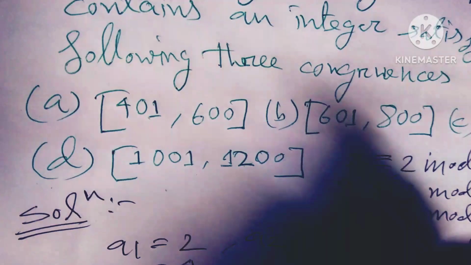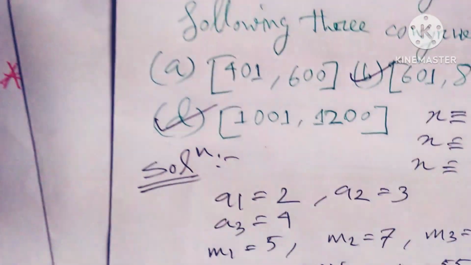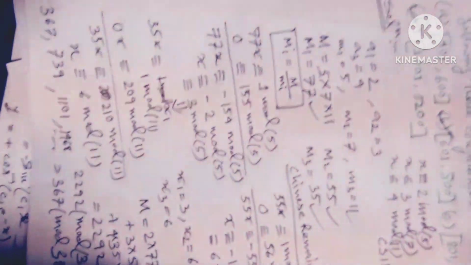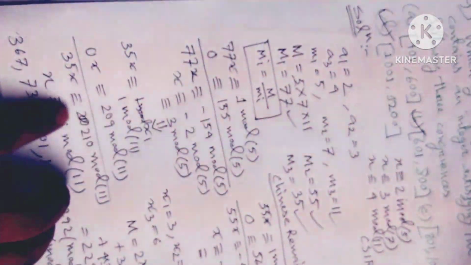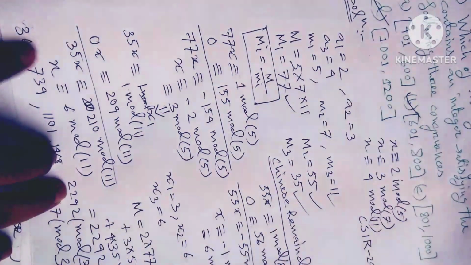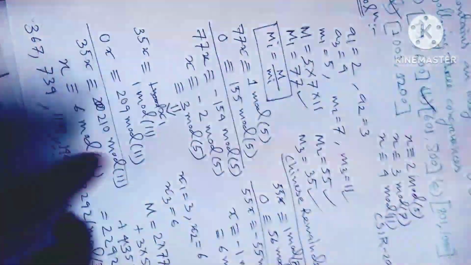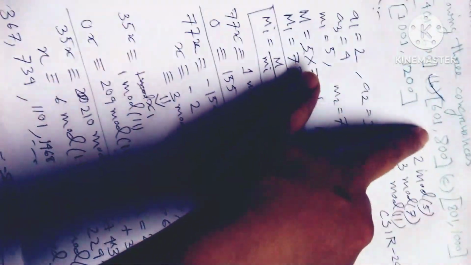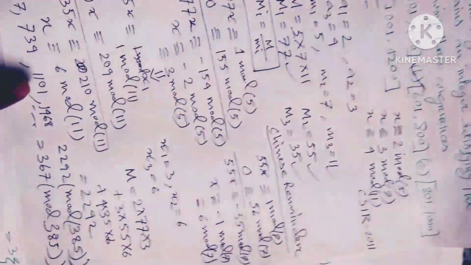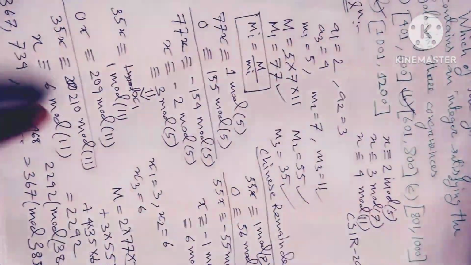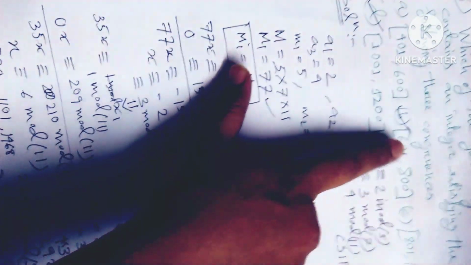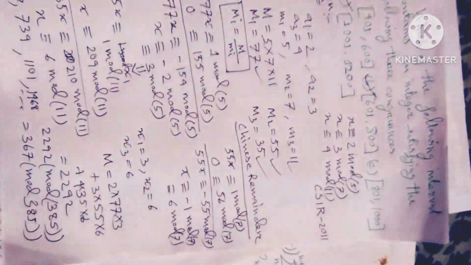So you see that my solution should be option B and option D. I hope I can clear it. So friends, check these solutions, check this PDF properly. The 367 is not included in 401 to 600, and 734 is included in 601 to 800, and 1101 is included in this portion. So my options B and D are correct. Thanks for watching.